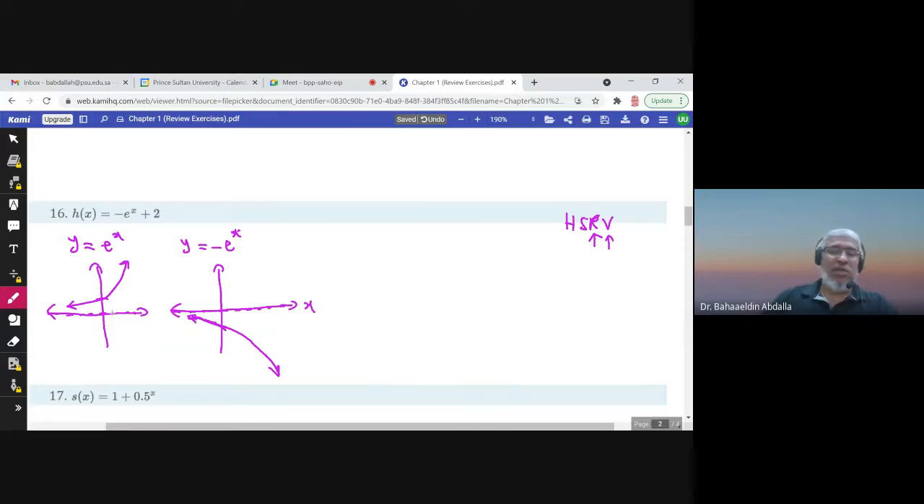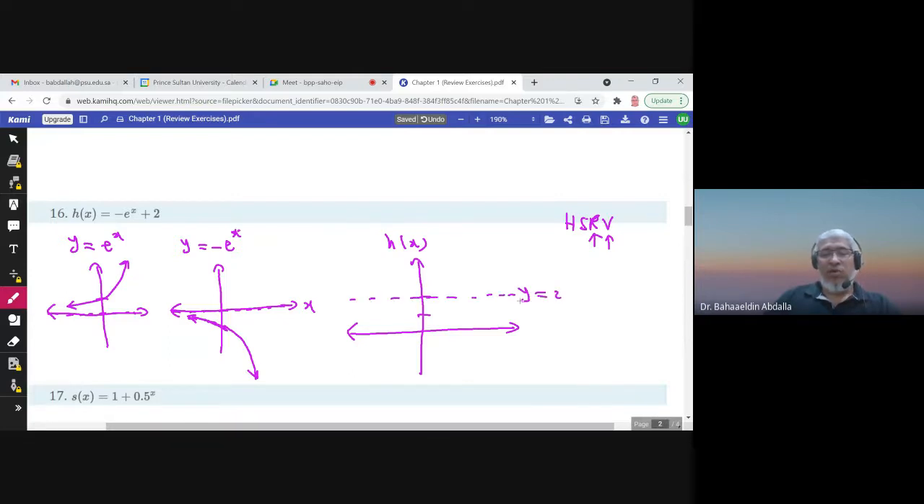Okay, so this is the graph of, let us say, like this. This is the graph of e to the negative e to the power x. And now h of x, we will take this graph 2 units up. And when we take it 2 units up, now the horizontal asymptote will be changed. It would be y equals 2.